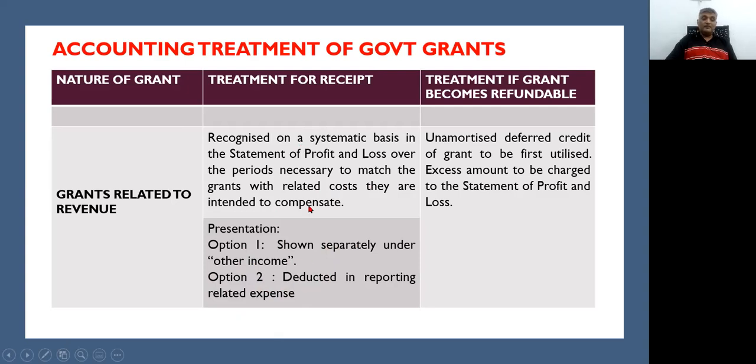Okay. Now what happens if that grant becomes refundable? So the unamortized deferred credit of the grant is first utilized and the excess amount to be charged to the statement of P&L. Okay, that's important because we are going to recognize over a 7-year period. So obviously some amount will be recognized, let's take year 1, year 2, year 3, everything goes fine. So you will have an amount which is remaining in the deferred credit account. So when the grant becomes refundable, you need to actually refund. You need to pass the entry for the refund also. So you will debit the deferred credit balance first, and then the excess, if any, will be charged to the statement of P&L.